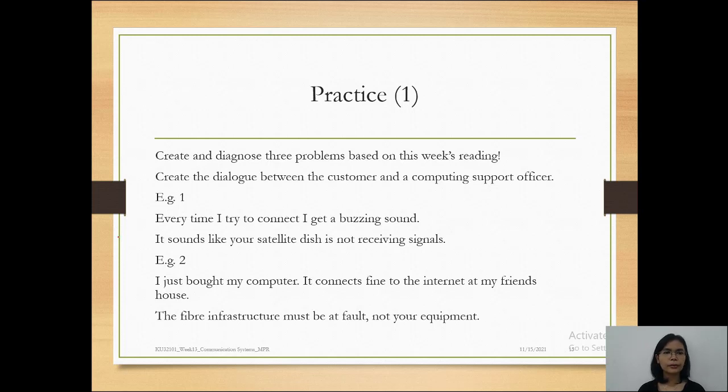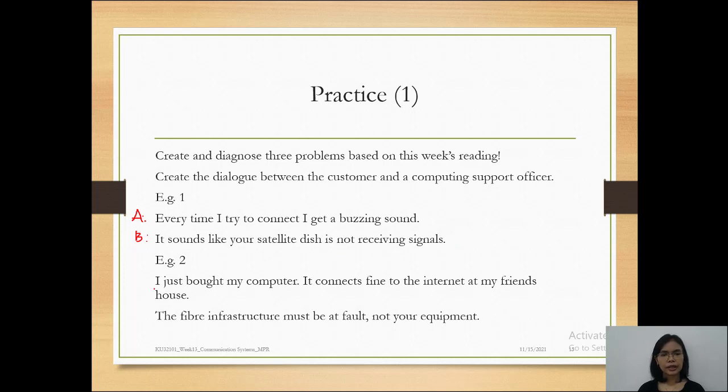Okay, so for example, let's say A over here is the customer, and B over here is the computing support officer. So it's a very simple conversation, or a simple dialogue, where one is saying the problem and the other one is saying the diagnosis. For example, A: every time I try to connect, I get a buzzing sound. B: it sounds like your satellite dish is not receiving signals.